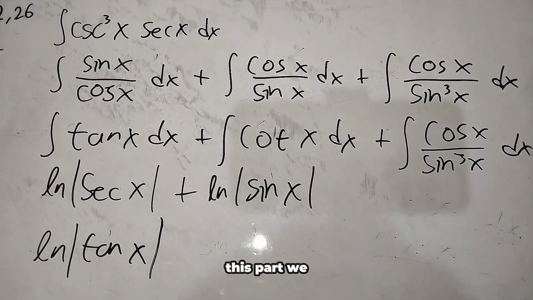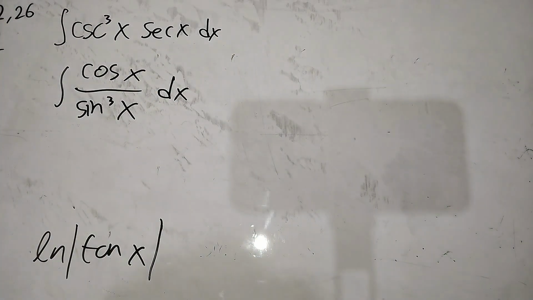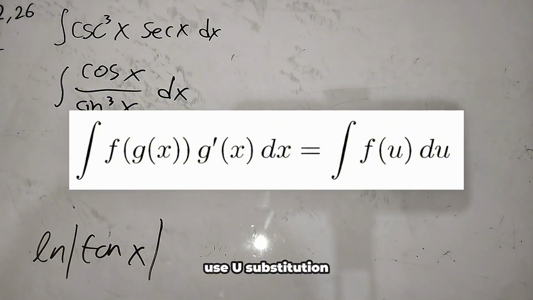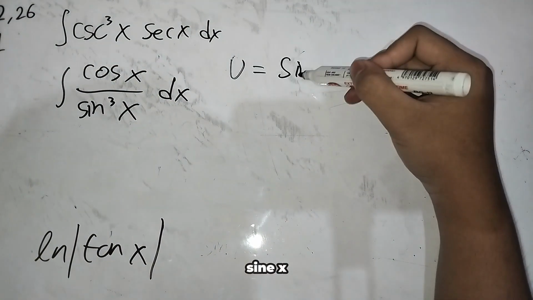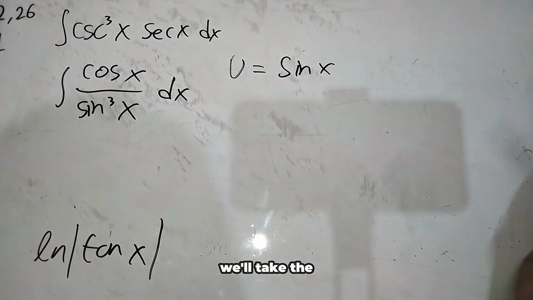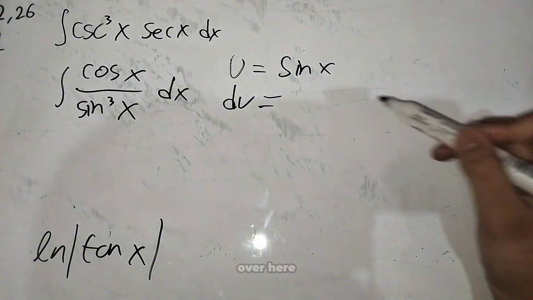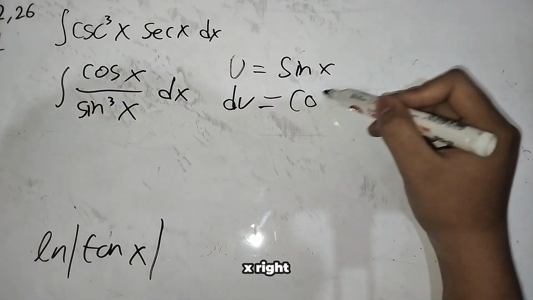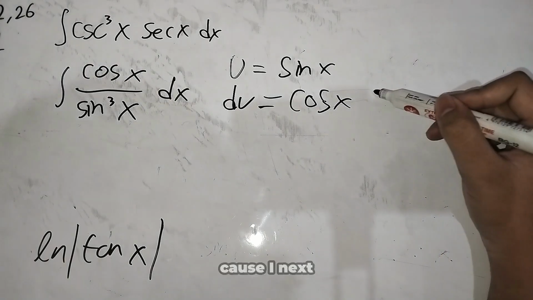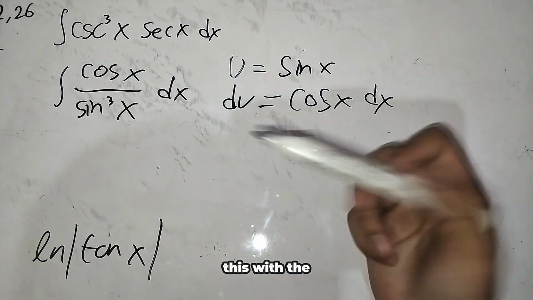And then for this other part, we have to integrate it, and it's actually pretty easy. We can just use u substitution. Let's set u as sine x. We'll take the derivative, which is du over dx, and I'm going to multiply the dx over here. What's the derivative of sine x? That's just cosine x, right? So du equals cosine x dx. We can replace this with du.